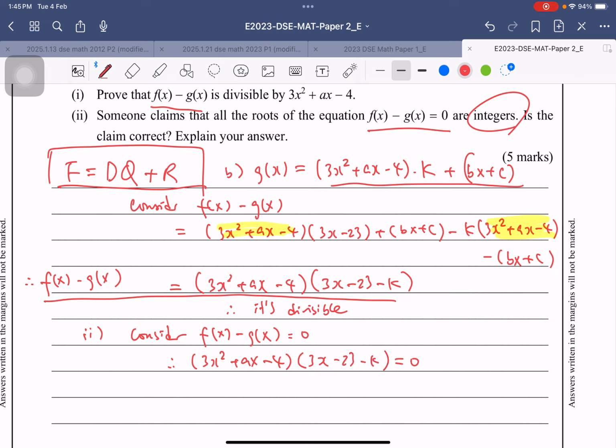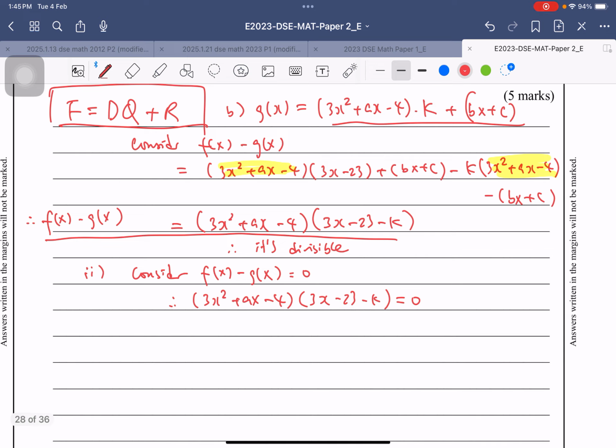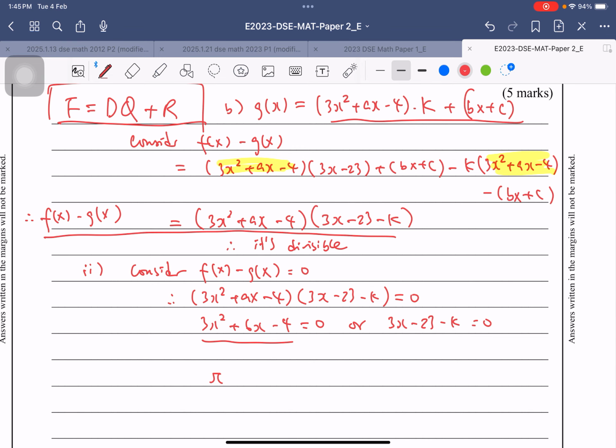When two things times together equal 0, now we have what? One of them equal to 0. So 3x squared, a is just 6, so 6x minus 4 equal to 0, or 3x minus 23 minus k equal to 0. So now you can just use the formula. The x is equal to 0.5275, isn't it?